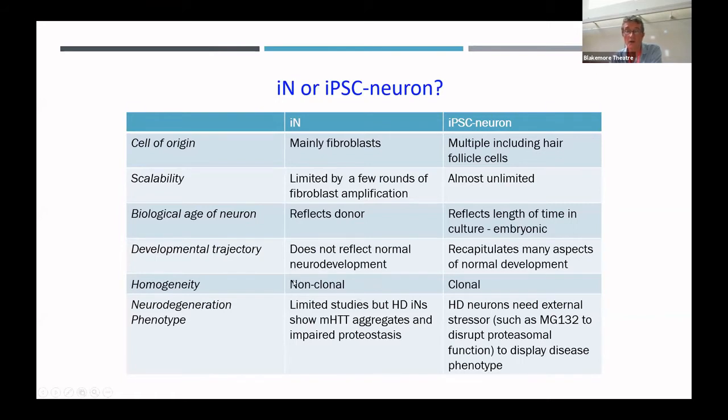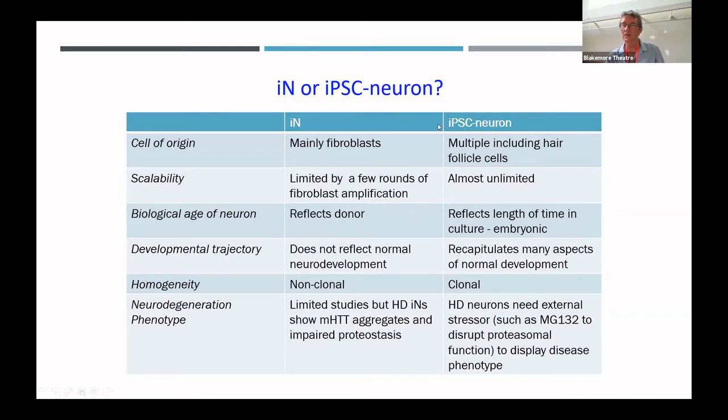Homogeneity: they're totally non-clonal. That's always going to produce batch effects and variants, whereas in the iPSC, they're clonal. I talked about the neurodegeneration phenotype. I'll give you one example, not from Alzheimer's, but from Huntington. If you use induced neurons from a mutant Huntington background, then you can actually show that you get the mutant Huntington aggregates in the cytoplasm and the subsequent impaired proteostasis. If you do that from an iPSC neuron, then you don't really have much change. But you need, again, to put an external stressor on, whether this is a proxy of age or not, we don't know. So those are the essential differences.